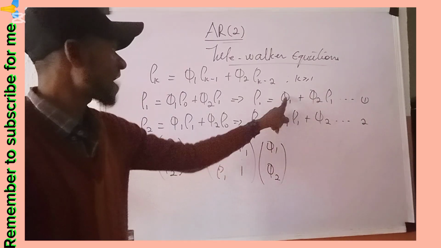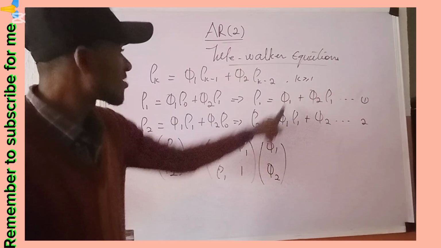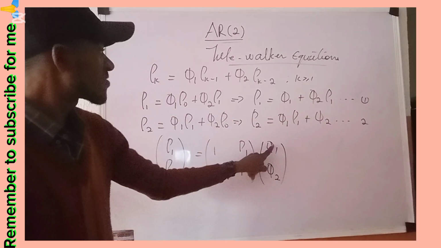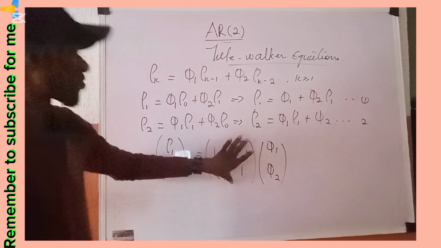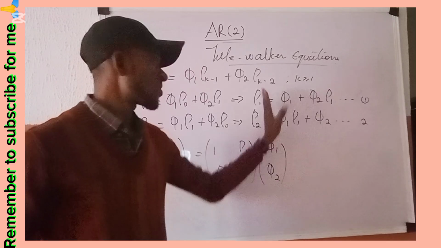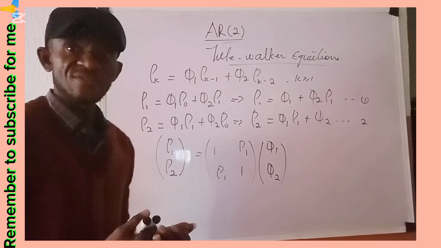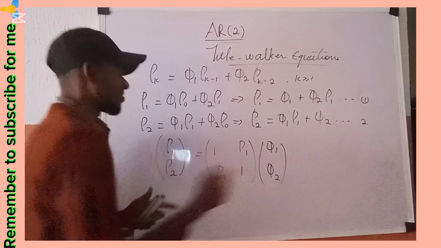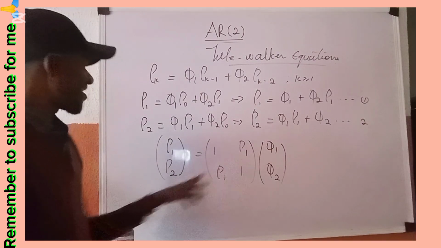When this multiplies this, you have this. When this multiplies this, you have this. And when this multiplies this, you have this. So these equations and these equations are the same thing. This one is expressed in the form of a matrix, but this one is just expressed in the form of simultaneous linear equations. So having this, it implies that somebody can easily use this expression to look for phi 1 and phi 2, knowing the value of this.